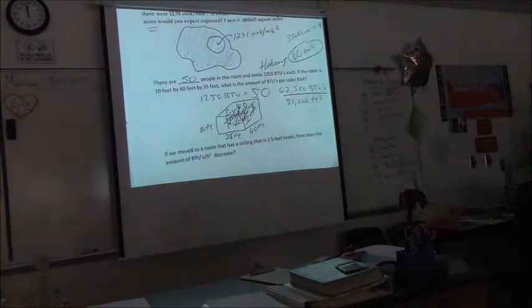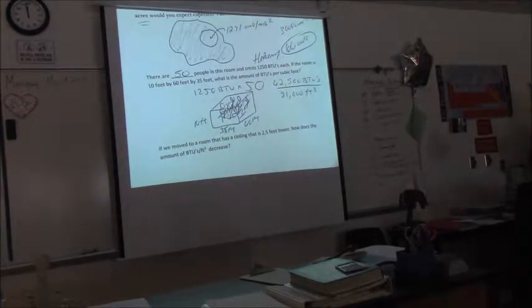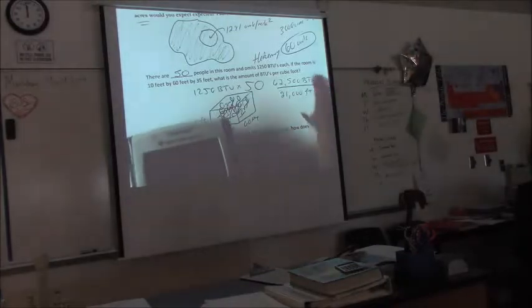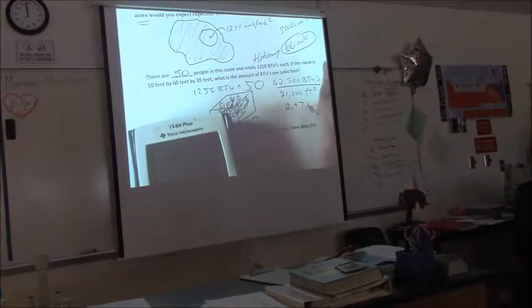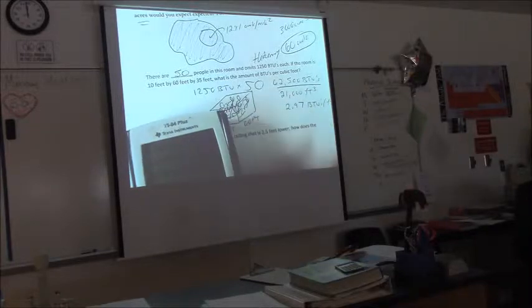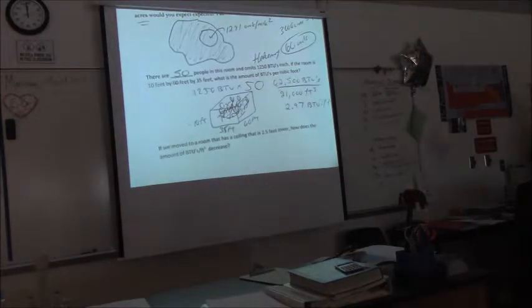When I do the division here, what's my label? My answer is going to be BTUs per cubic foot. So it's about 2.97. It actually comes out to about 3, but let's just pretend it's that. So that's how many BTUs there are per cubic foot.